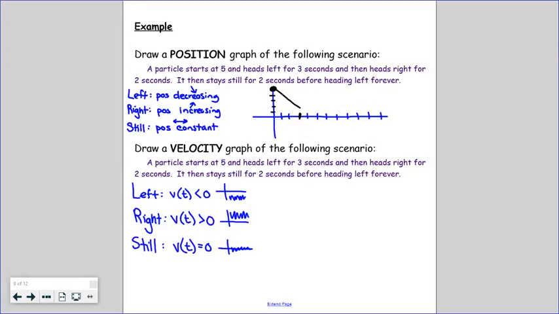Okay? And then it heads right for 2 seconds. Right is going to be increasing. So for the next 2 seconds, my graph needs to head with a positive slope. Then it stays still for 2 seconds. Still in position is going to be a horizontal line. So for 2 seconds, we have a horizontal line. And then it heads left forever. So for the rest of time, it needs to have a decreasing slope.